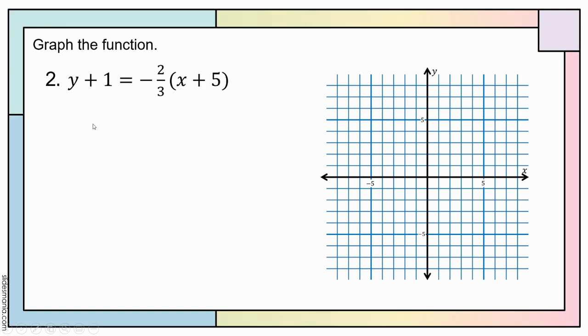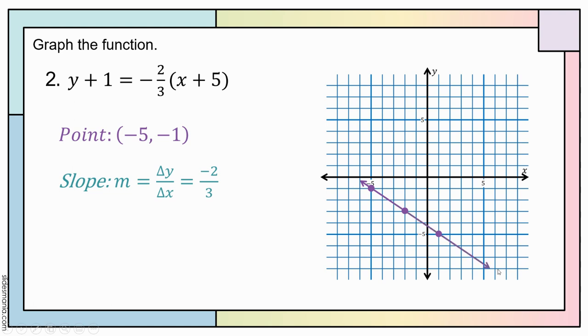For number 2, we would identify a point. In this case, it would be -5, -1. So opposite signs, -5, -1. And our slope is -2/3. So first plot -5, -1. From there, we go down 2, right 3, down 2, right 3, and then connect your points with a straight edge. Put arrows on both ends.